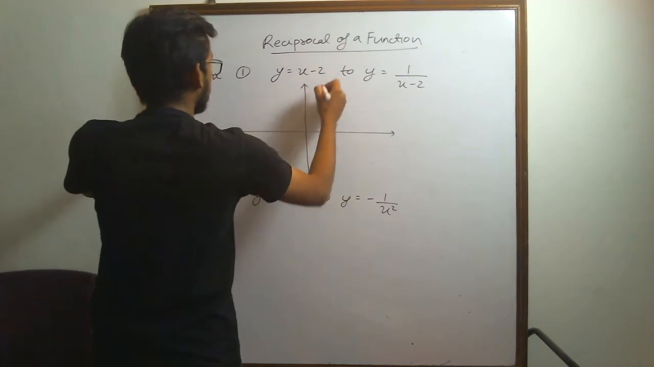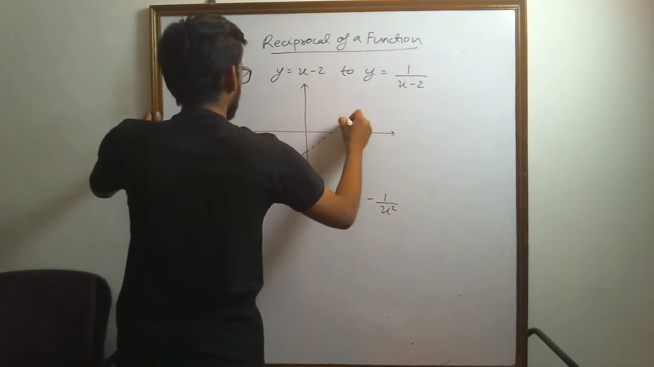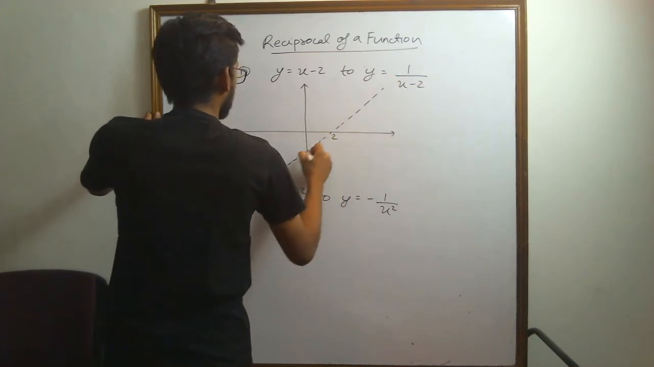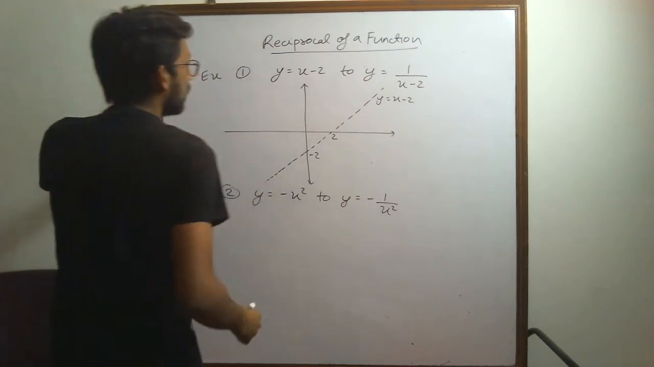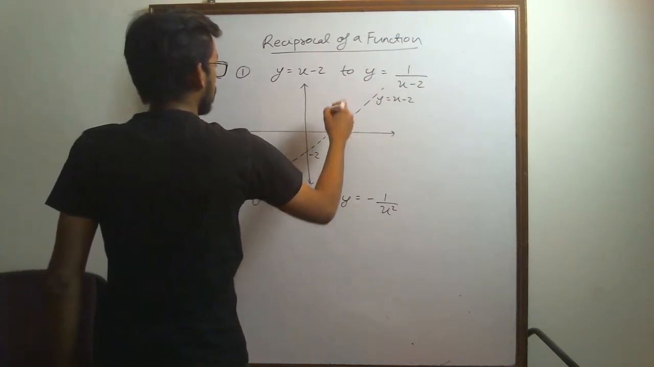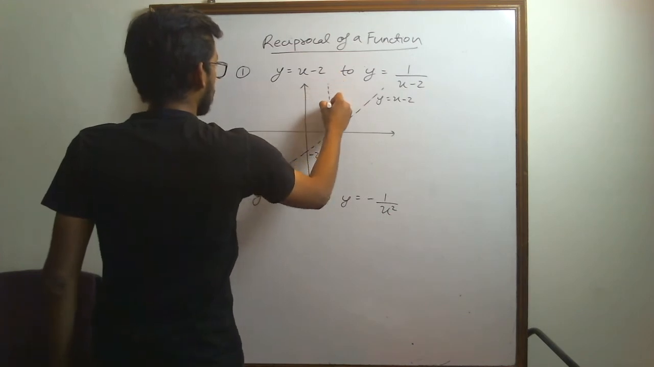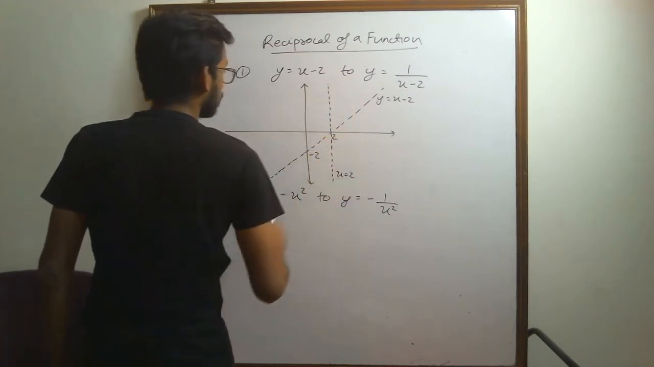Let's make the graph of y is equal to x minus 2 first. It will be a straight line like this. This is y is equal to x minus 2. Now for this graph, x is equal to 2 will become a vertical asymptote. So we make a dotted line for that. X is equal to 2.